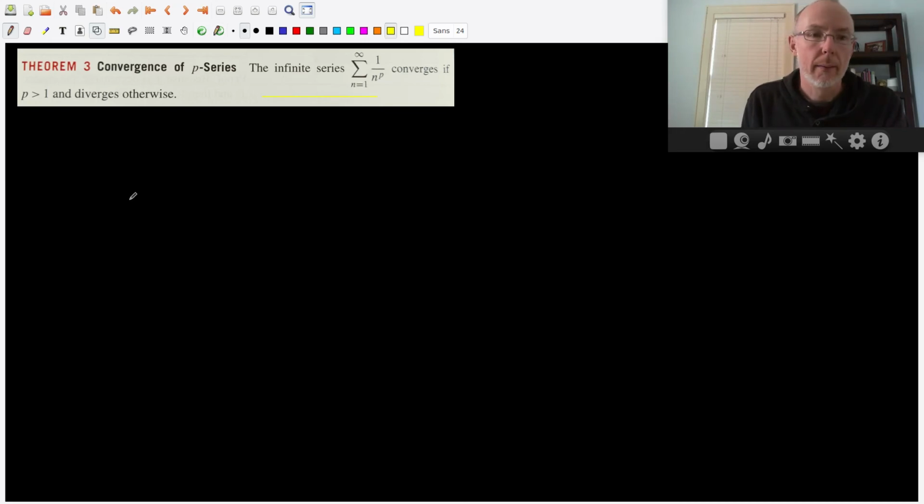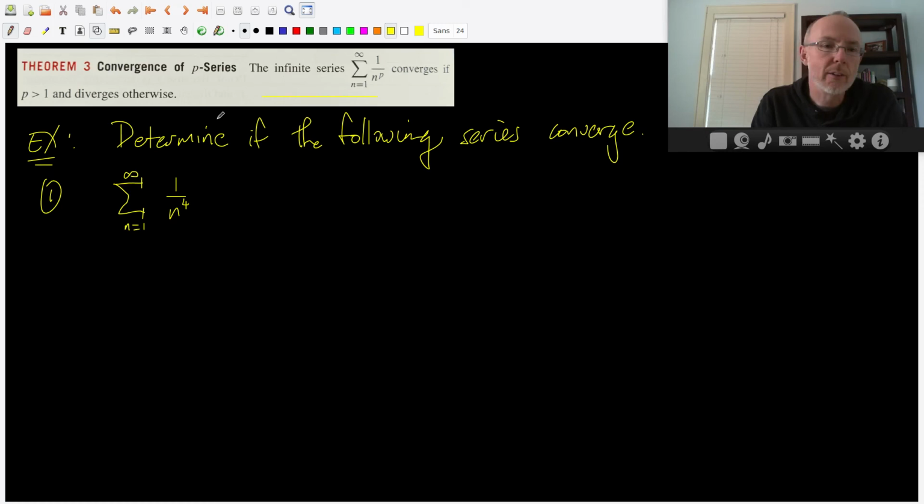So this gives us another way of quickly checking the convergence of series, because we just worked really hard to use the integral test. The integral test takes a lot of work, but once we can use it to get this kind of result, we can use this quickly on series that we're interested in. So let's look at a couple of examples.